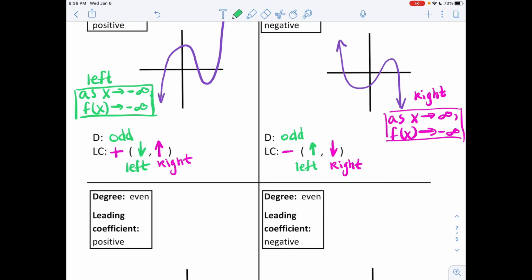So on the left, as x approaches negative infinity, if we're going to the left, we're always approaching negative infinity, then f of x is approaching infinity because our arrow is going up here on the left.